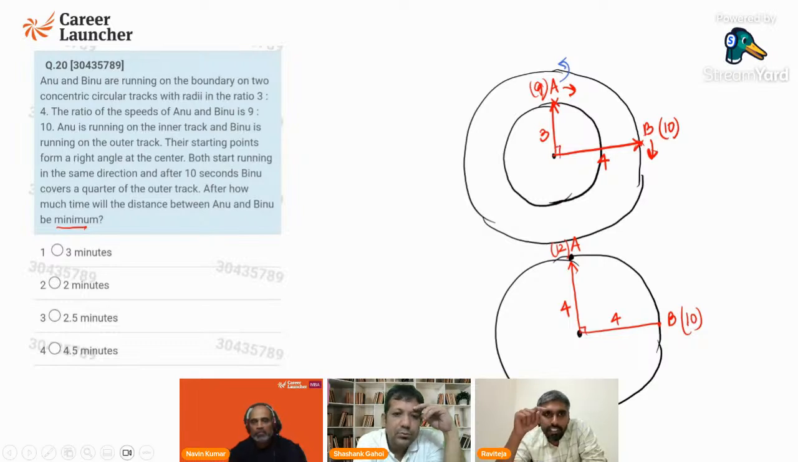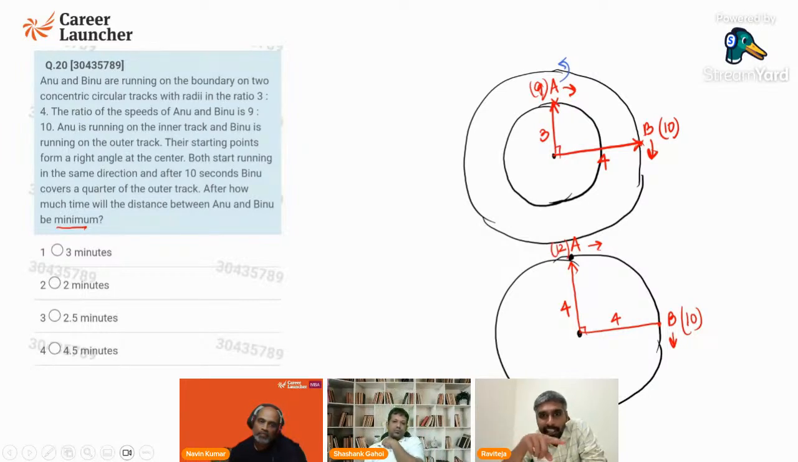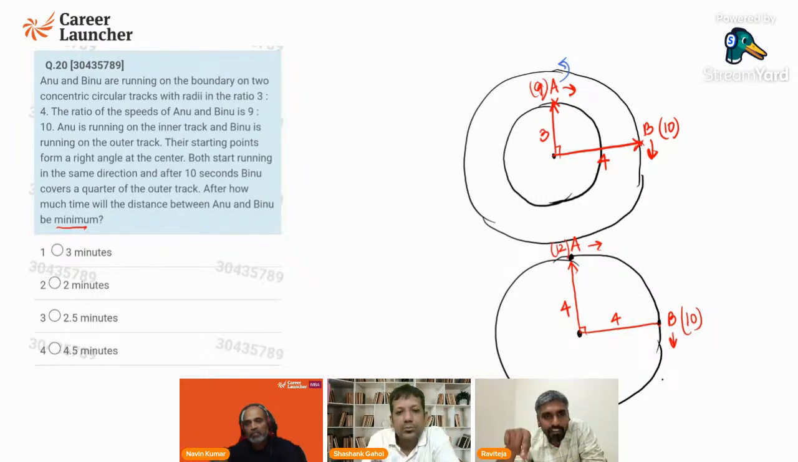But now in this question, the question says that they are at a right angle with each other, but we don't know in this case whether both of them are running clockwise or both of them are running anti-clockwise. So the angle between them is actually 90 degree or 270 degree. We don't know as of now. Let's try to assume that it is 90 degree and see.